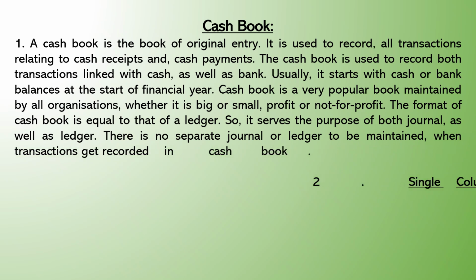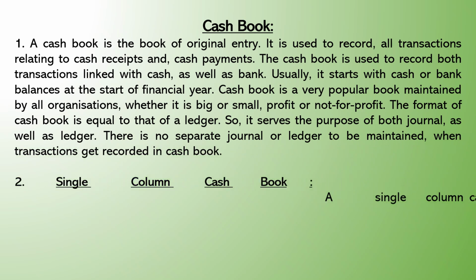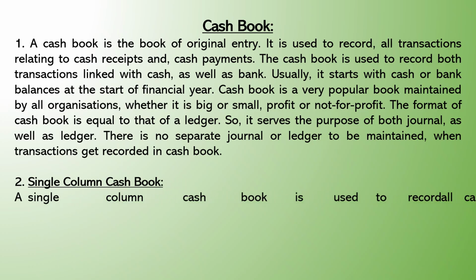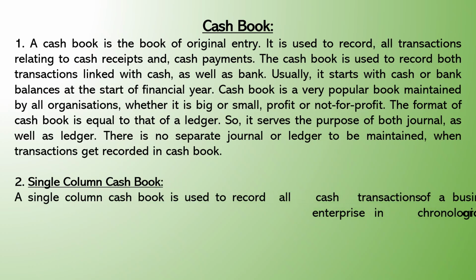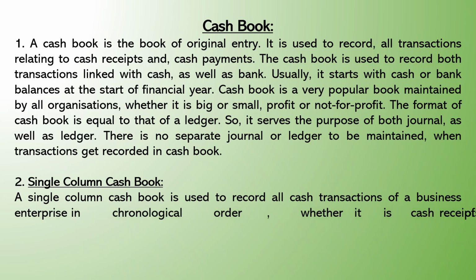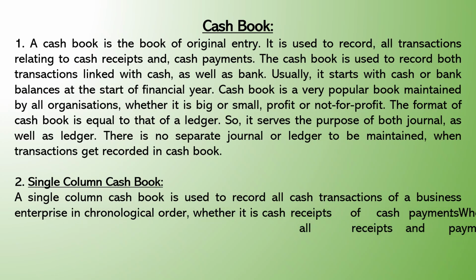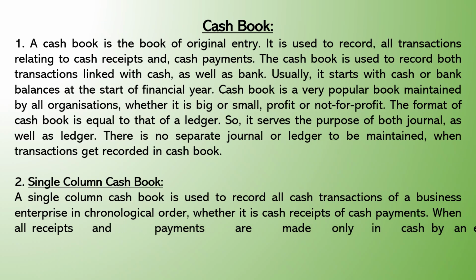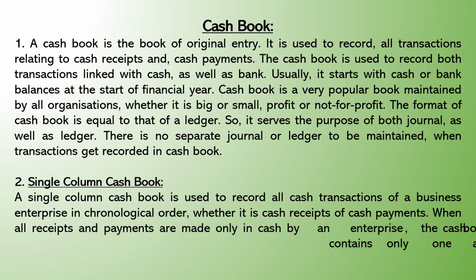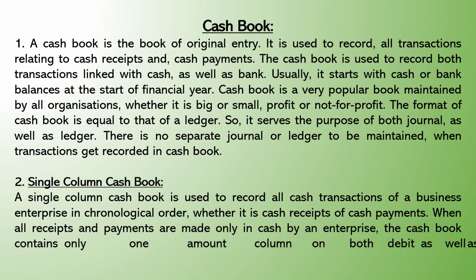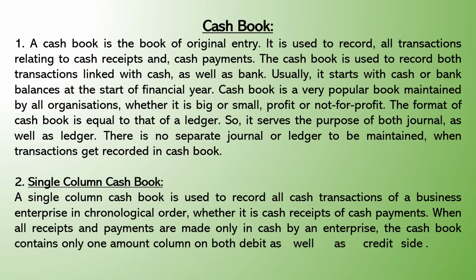A single column cash book is used to record all cash transactions of a business enterprise in chronological order, whether it is cash receipts or cash payments. When all receipts and payments are made only in cash by an enterprise, the cash book contains only one amount column on both debit as well as credit side. A format of single column cash book is as below.